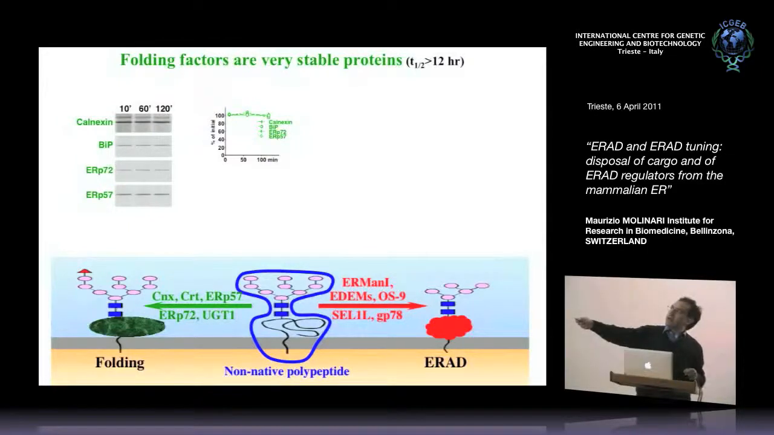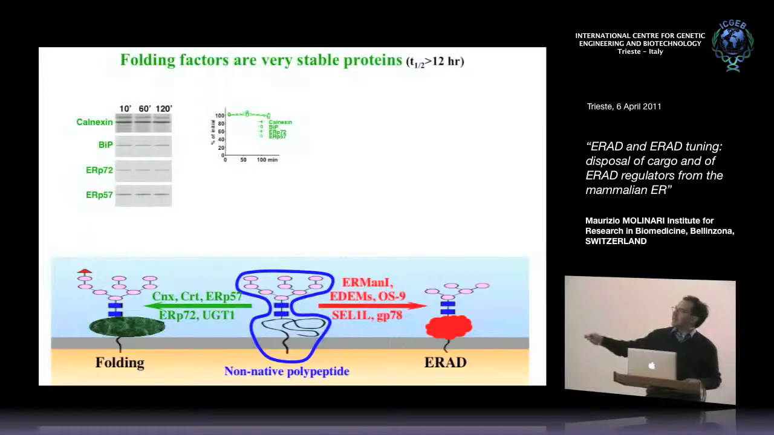Well, the amount of calnexin 10 minutes after synthesis is 100. After 1 hour is 100. After 2 hours is 100. After 6 hours is 100. So that means that these chaperones, all of them, are very stable proteins. By definition, molecular chaperones and folding enzymes are very stable proteins, with a half-life of 12 hours or longer.